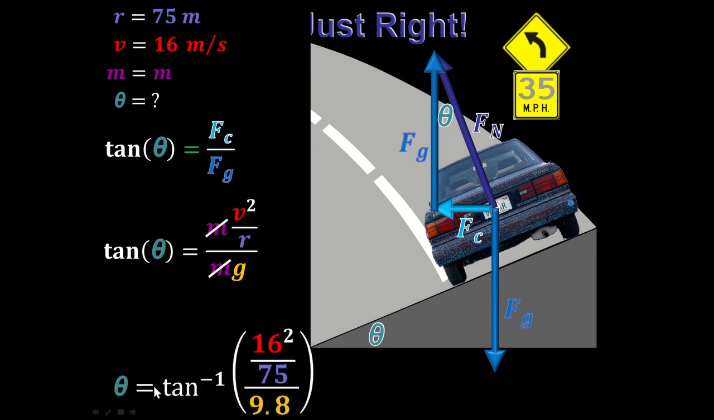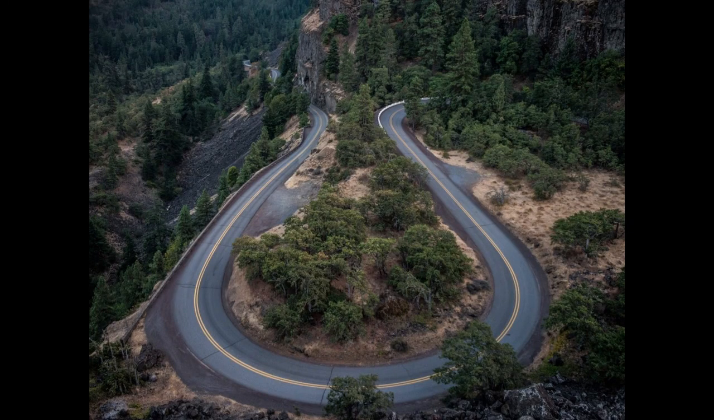Trying to get this by itself, I need to take the inverse tangent of both sides, and then I went ahead and plugged the numbers in. That's the tangential velocity, that's the radius, and this is the acceleration of gravity. Looks like 19 degrees. Perfect banking angle. All right, that's done with the applications of circular motion, but just real quick, a little bonus thing from geometry.